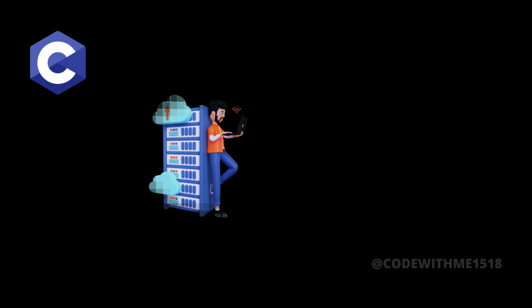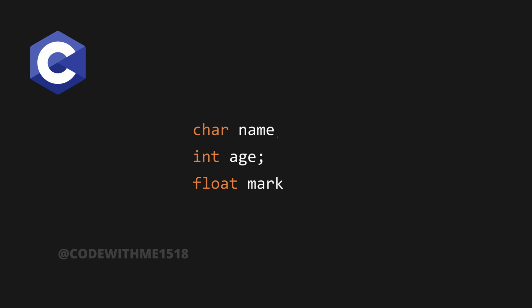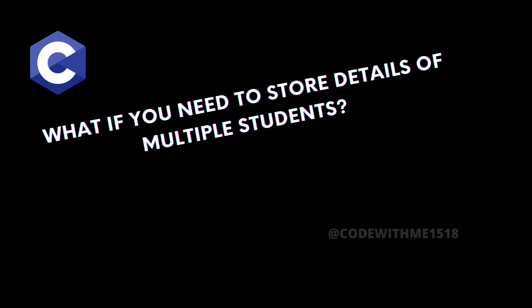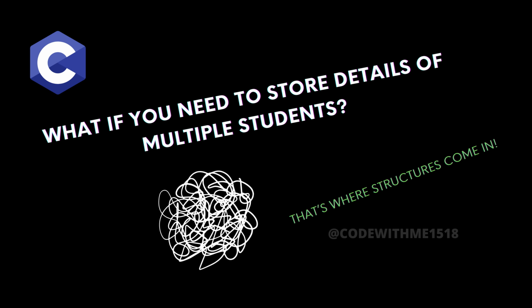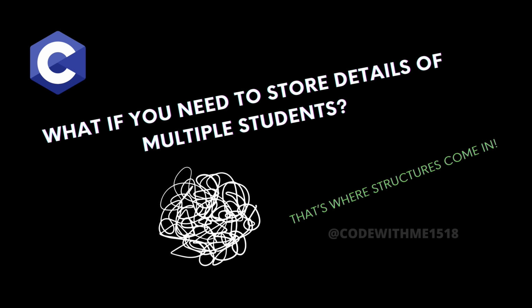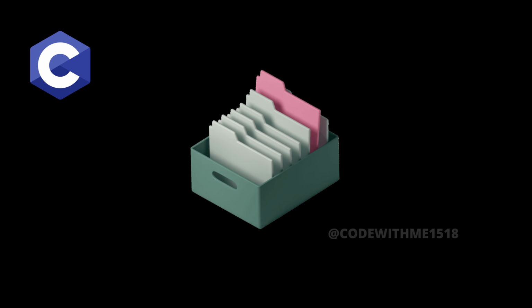Imagine you need to store information about a student, like their name, age, and marks. One way is to create separate variables: char name[50], int age, float marks. But what if you need to store details of multiple students? Managing separate variables for each student would be messy. That's where structures come in. A structure is like a container that groups different variables together under one name. Think of it as a folder that holds related documents.